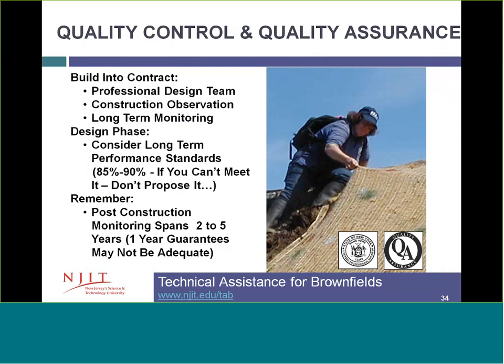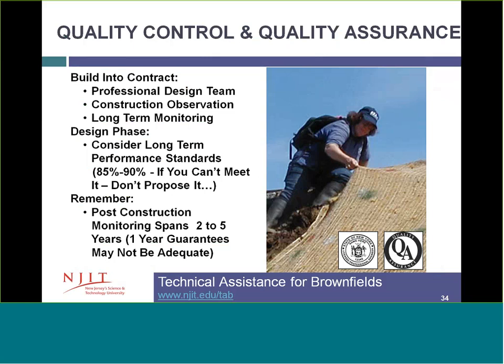One thing I wanted to emphasize in summary about living shorelines, there's some critical things you have to consider as a practitioner. You really need to build into the contract a very professional design team comprised of either ecologists or landscape architects working side by side with engineers or marine engineers. That collaboration is important so that you get the proper balance between structural and vegetative support in a living shoreline.